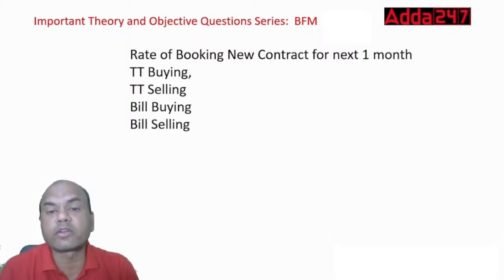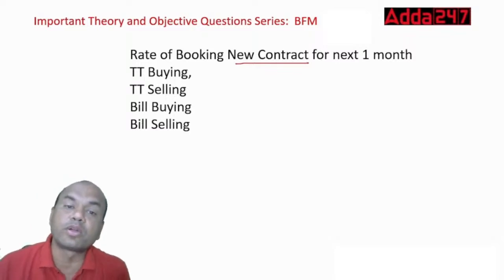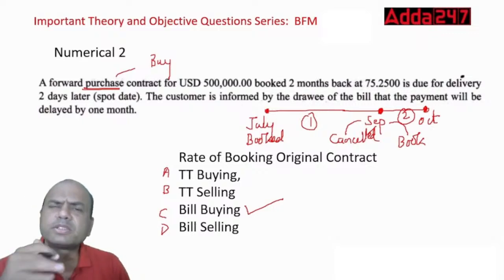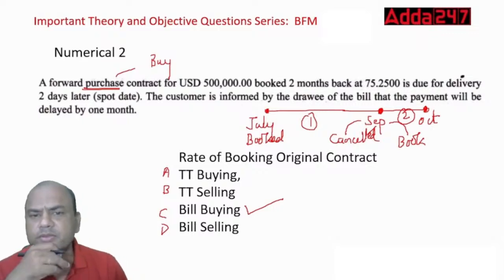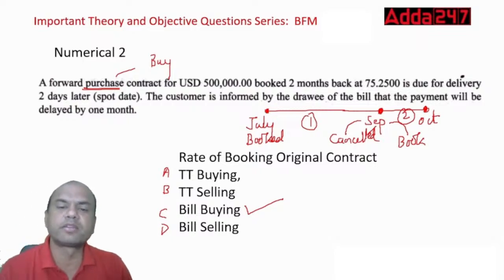So next contract will be booked at what rate? TT buying, TT selling, bill buying, bill selling. Who can give the answer? New contract for 1 month now. Simple logic. You have the answer only here itself. Let me see the simple logic you can give.